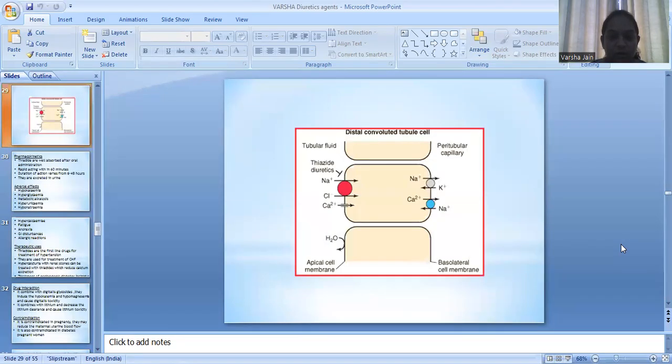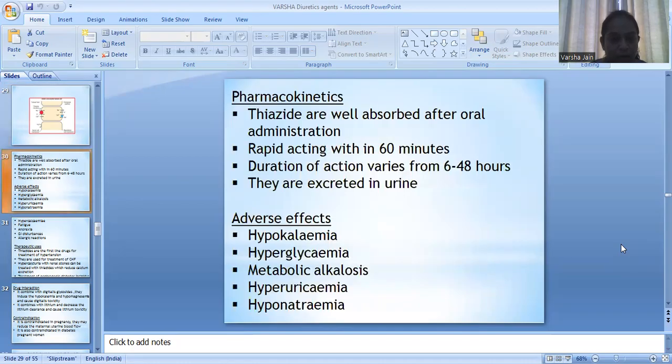So this is the distal convoluted tubule. In the thiazide diuretics, sodium, calcium, and all these things will be reabsorbed.